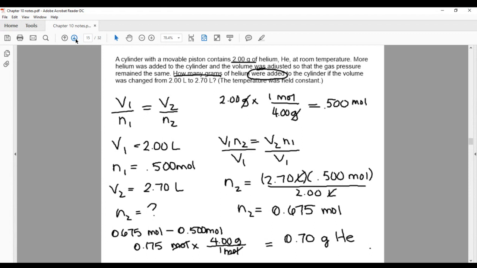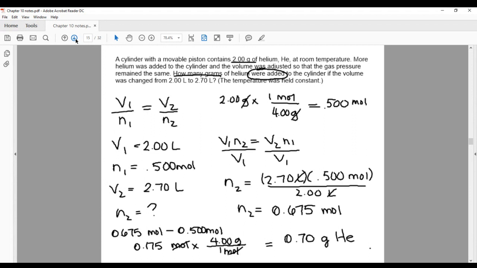So we subtract that and get 0.175 moles, and then I use molar mass to convert that to grams, and we have 0.70 grams. And really that should be 0.700 grams. We should have 3 significant digits there. So make sure that you're aware of what the question is asking.